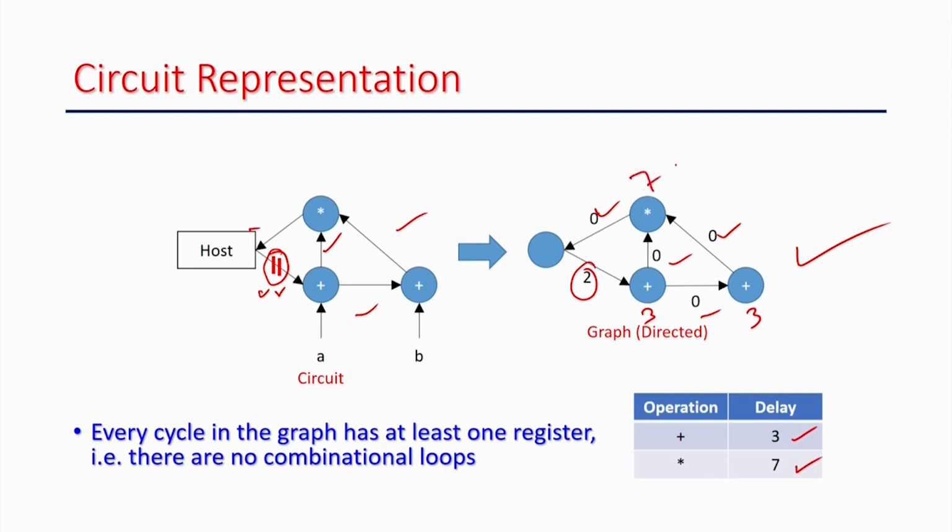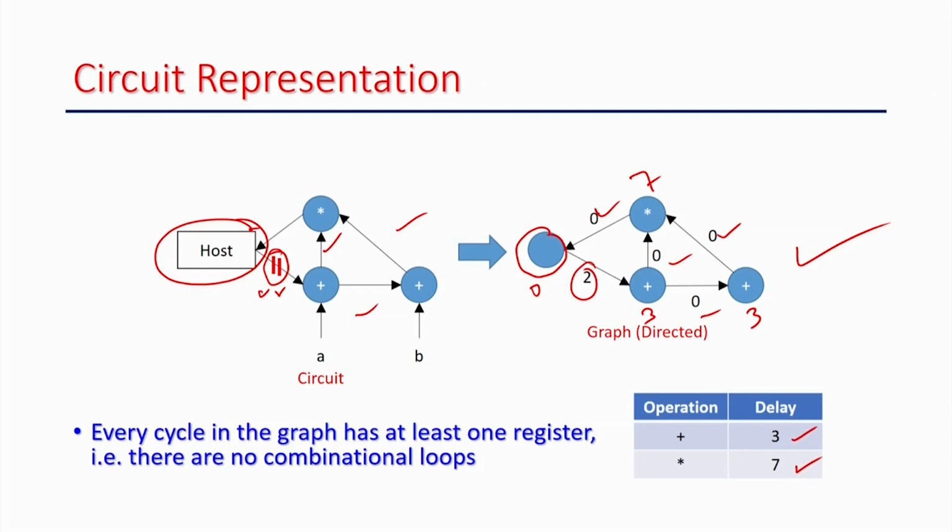This is the graph representation. Suppose this is the host, meaning the input, so I will have a node for the input, whose combinational delay is 0, because this is just the starting point of your circuit. This is how we are going to represent our digital circuit using a graph.